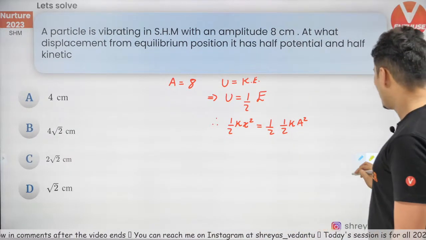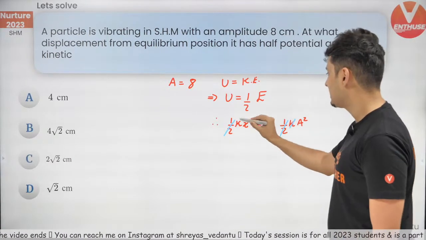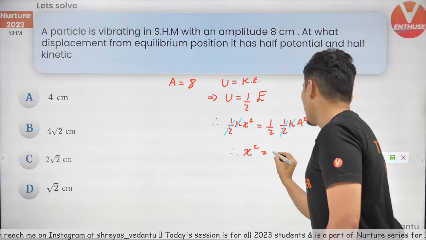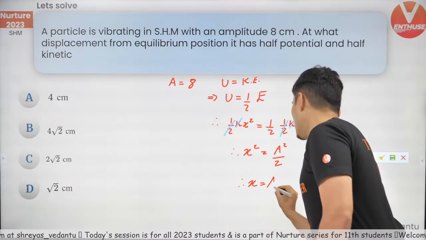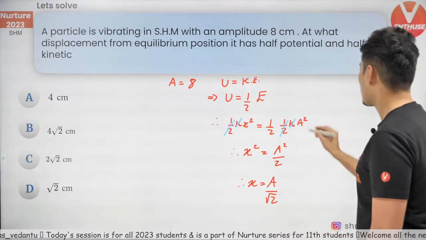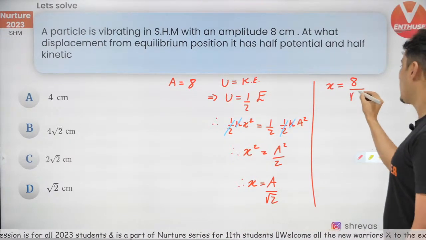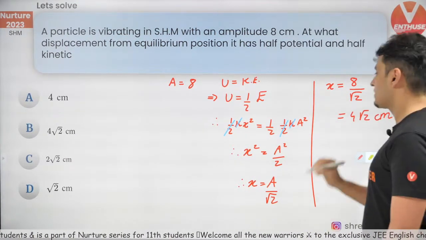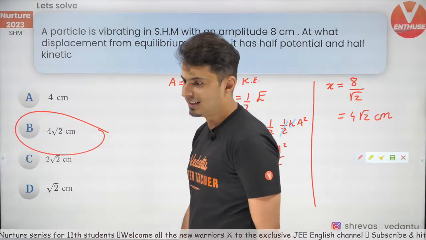Now I can see so many things get cancelled. This half, this K, this K. So what am I left with? I'm just left with x square is equal to A square by 2. Therefore, x is equal to A by root 2. Substituting, x is equal to 8 by root 2. Rationalizing, I'll get 4 root 2 centimeters. So is that there? Yep, it is there, 4 root 2 centimeters. Done.